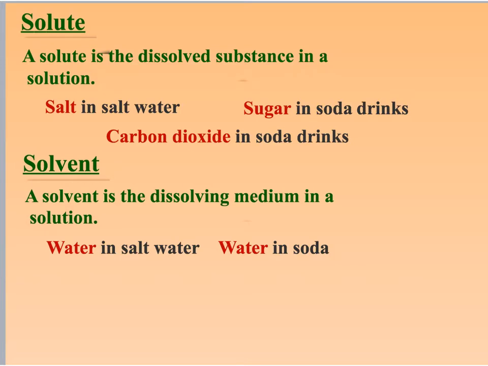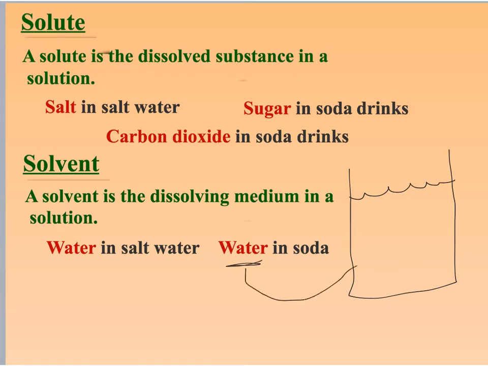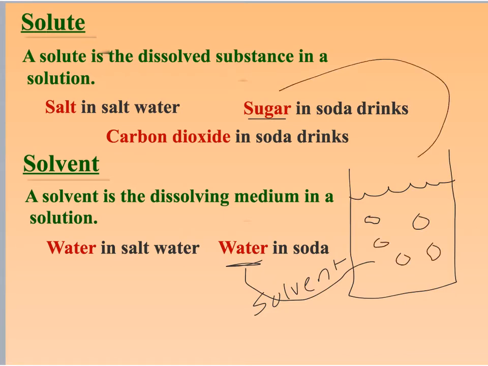Okay, so some examples of a solution would be like sugar water. So here's my container, right? I'm going to fill it full of water. The water is my solvent. Okay, and then I'm going to dump sugar in it. There's my big sugar molecules. The sugar is the solute.